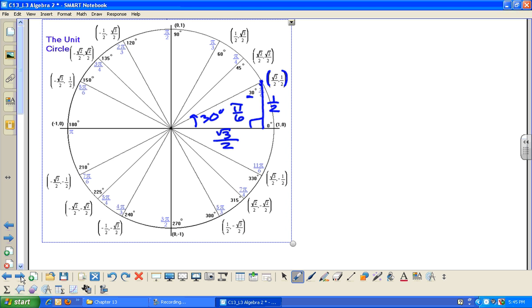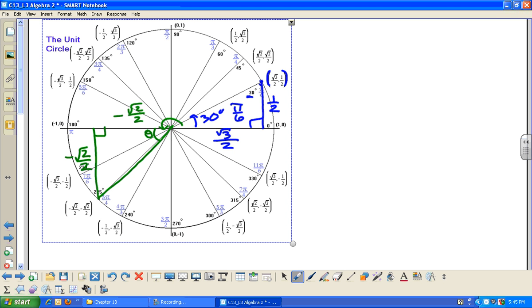So if I were to pick another point, looking here, if I drew to 225 degrees, this whole angle is 225, or in radian measurement, it's 5 pi over 4. If I were to draw this triangle here, always to the x-axis, this is my theta. My x is equal to negative square root 2 over 2, and my y is equal to negative square root 2 over 2.